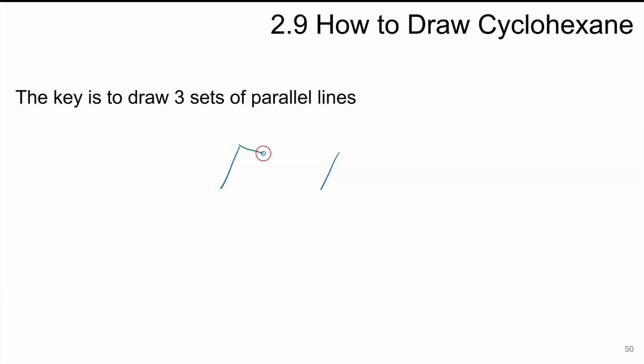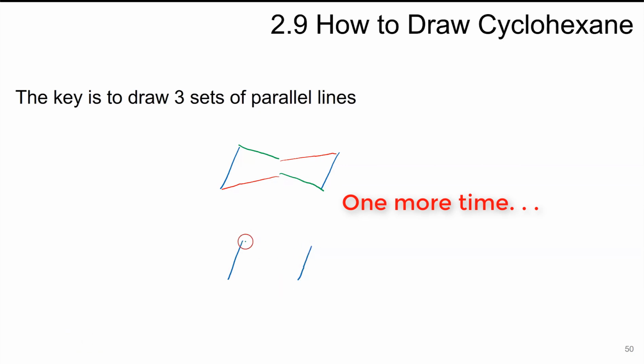The second set of parallel lines comes from the first, and then use the third set to close the loop. So that is the cyclohexane chair. Two parallel lines, another set of parallel lines, and one more.